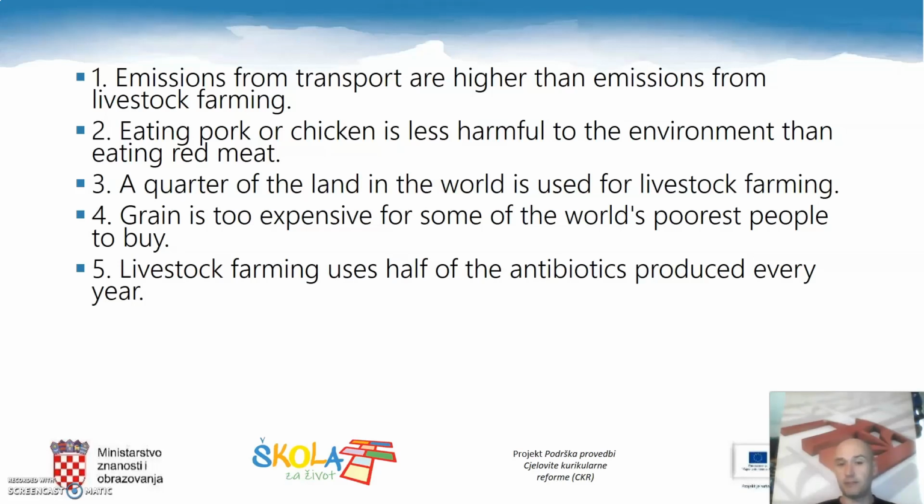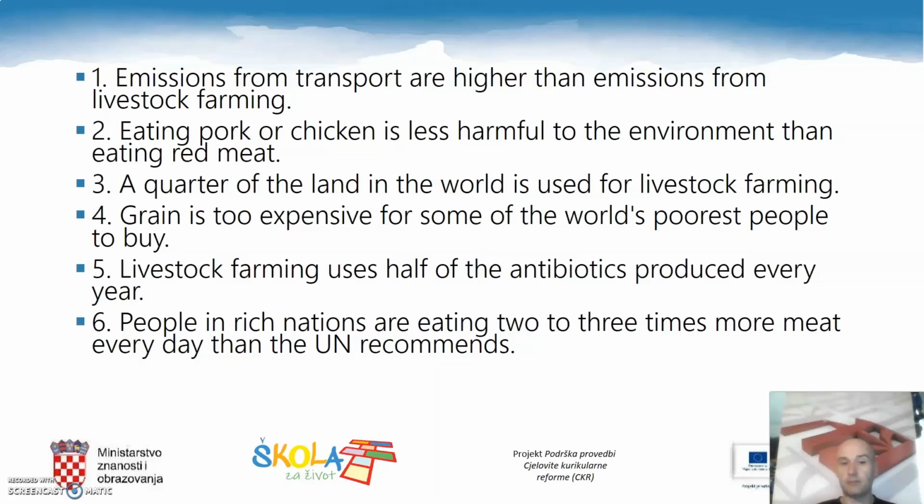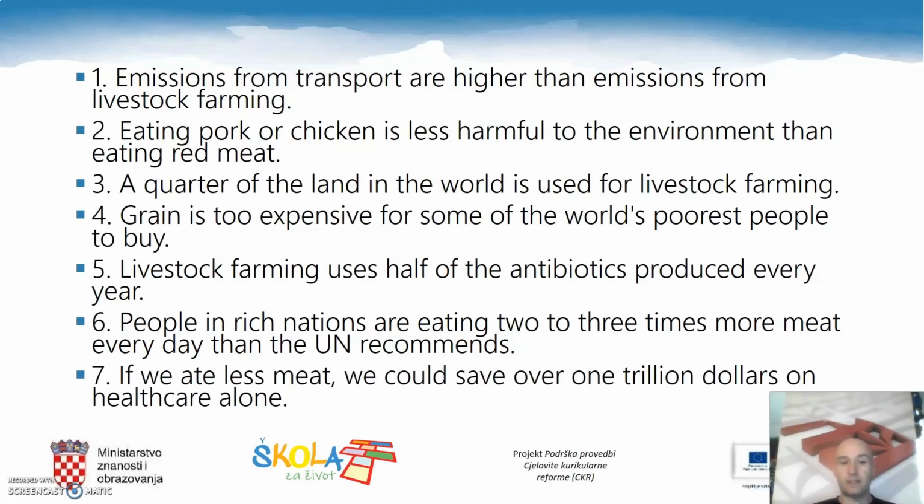Livestock farming uses half of the antibiotics produced every year. People in rich nations are eating 2 or 3 times more meat every day than the UN recommends. And if we ate less meat, we could save over $1 trillion on healthcare alone. So after you have read the texts, please decide which of these sentences are true or false.